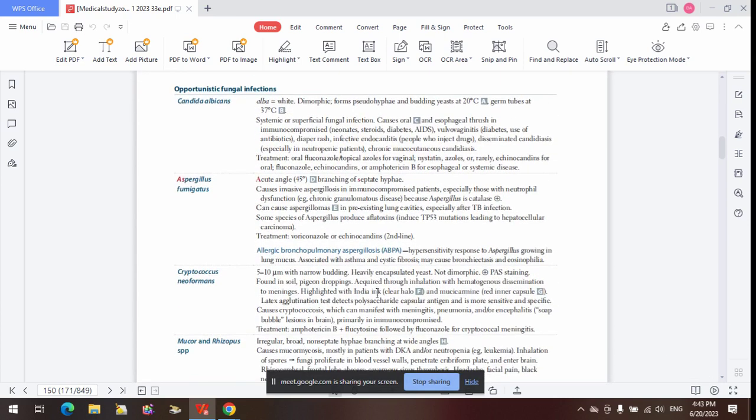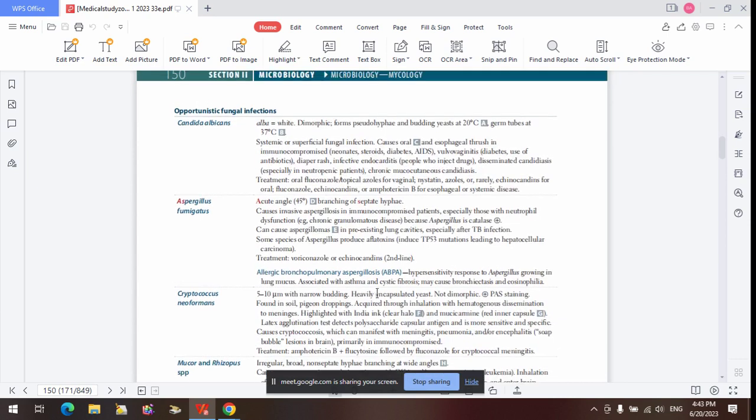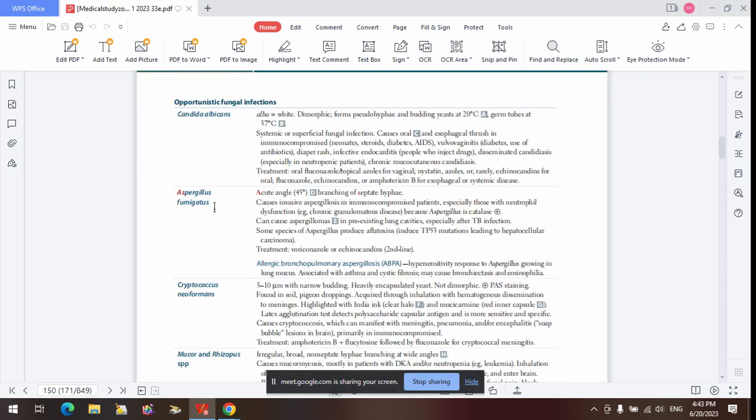So let's talk about the opportunistic fungal infections. The opportunistic fungal infections that we are going to talk about are four, and we are familiar with some of them already. Candida albicans is the first. So Candida is white from the name. Alba means white, so it's a whitish colored organism in terms of its presentation. So it causes whitish lesions.